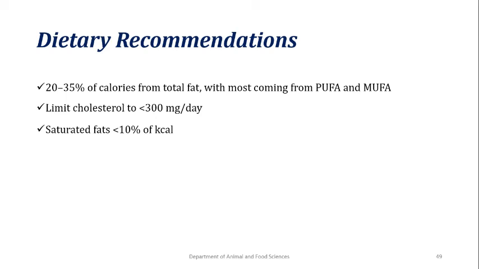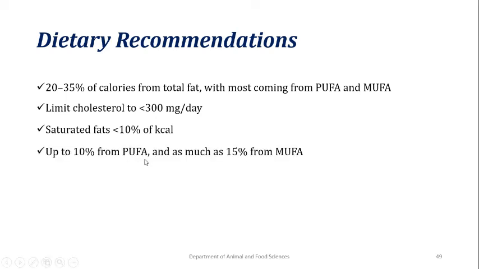And we have to take up to 10% from polyunsaturated fatty acids and as much as 15% from monounsaturated fatty acids. The polyunsaturated fatty acid content should be about 10%, and we promote taking more monounsaturated fatty acids. I don't know whether you have heard about the Mediterranean diet. It is considered the best diet in the world. Usually in the Mediterranean diet they have a higher amount of monounsaturated fatty acids, usually coming from olive oil.